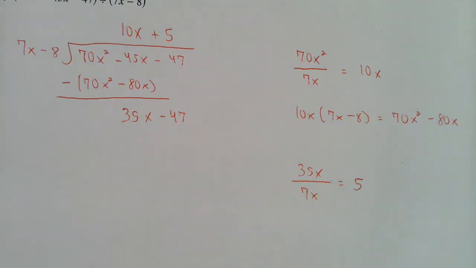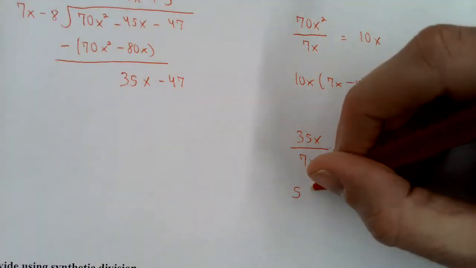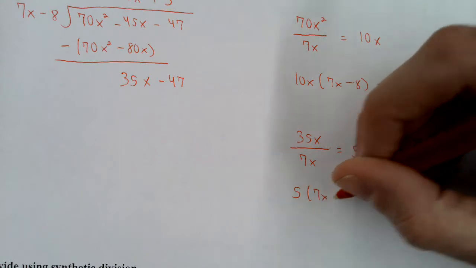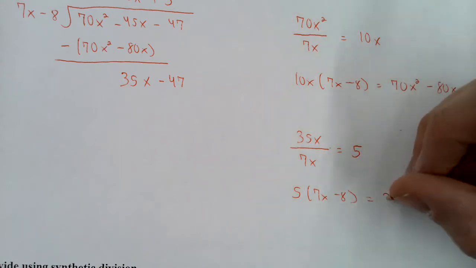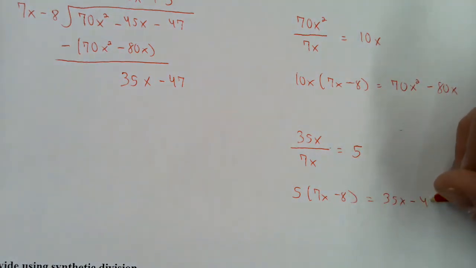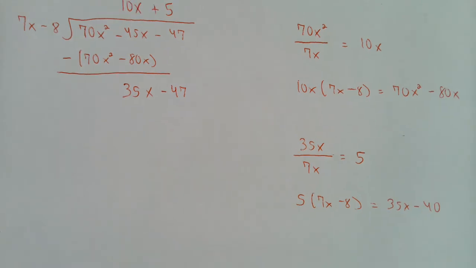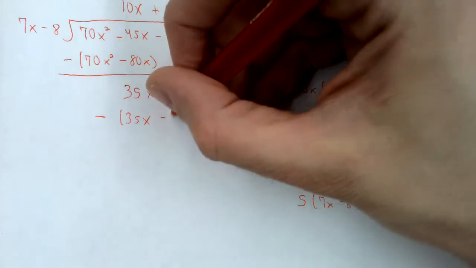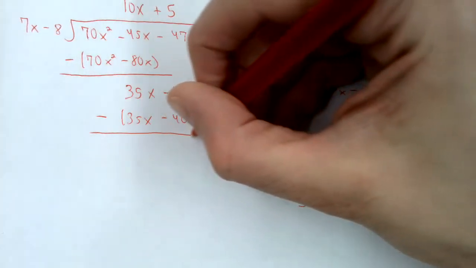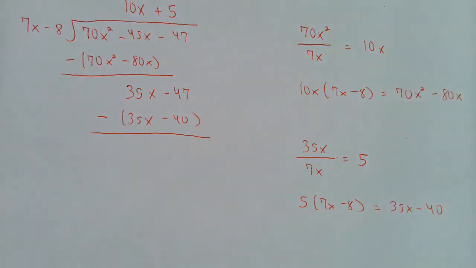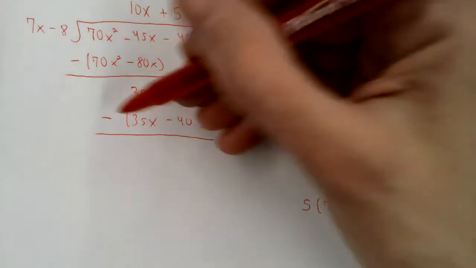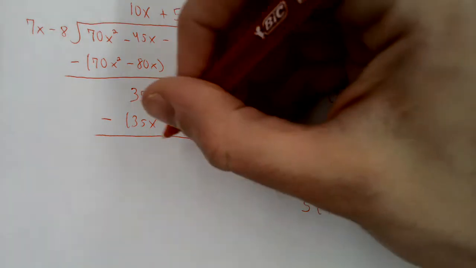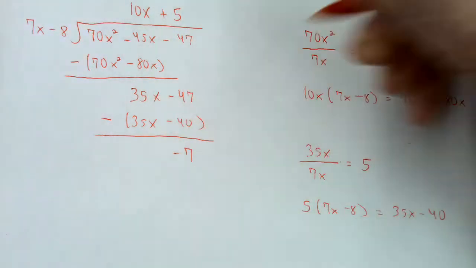And then remember, you're going to subtract out the 5 times the divisor. So 5 times 7x minus 8 equals 35x minus 40. And that's what you're going to subtract out. So that's negative 47 minus negative 40. So minus negative 40 becomes plus. So it'll be negative 7 for my remainder.